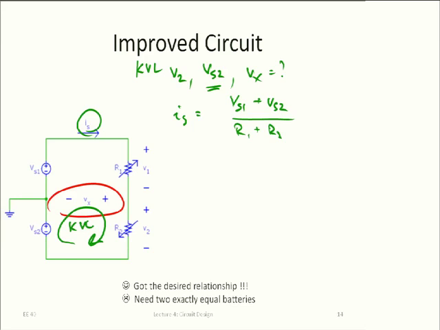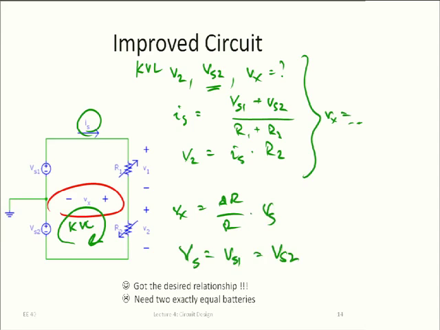And we will get Vx is equal to delta R over R times Vs if we choose Vs1 equals Vs2. So in other words, these two sources, Vs1 and Vs2, turns out that the good choice is making them equal also. Okay? So basically now we put two batteries into a scale.